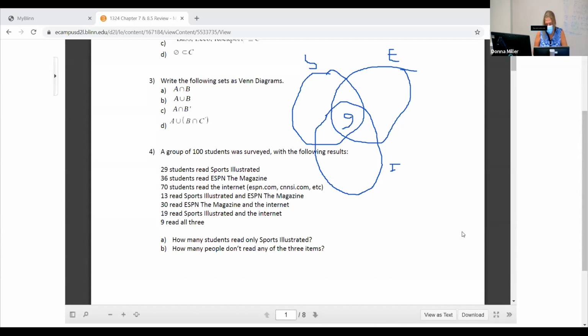All right, so for you guys online, Sports Illustrated and the internet is this little wedge right here. See where I'm circling? And that needs to add to 19. So that tells me that the number right here needs to be 10. See why I did that? Because now I got 19 that read both.